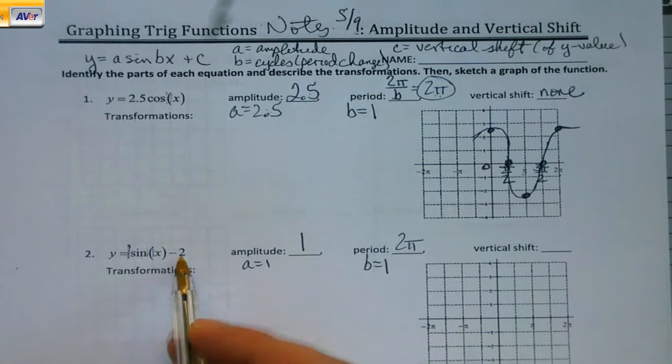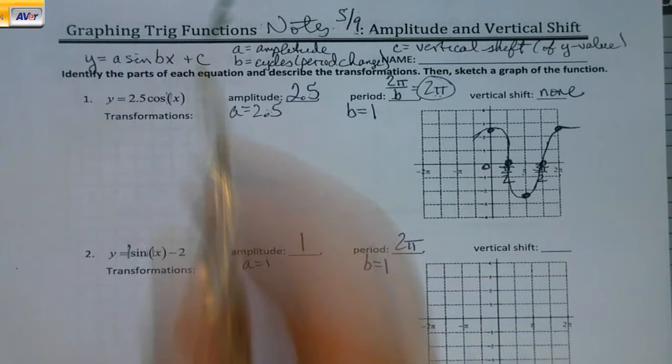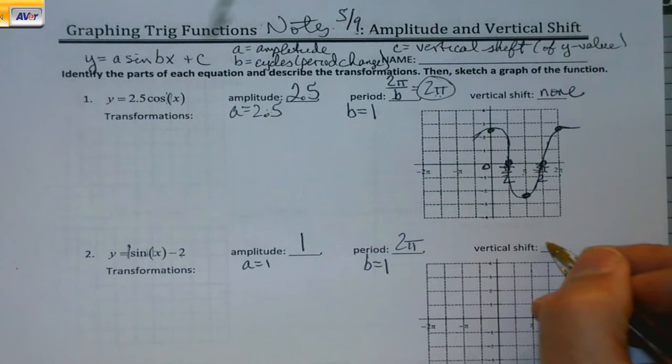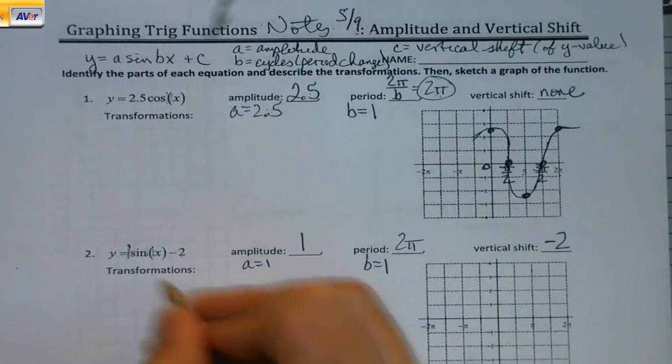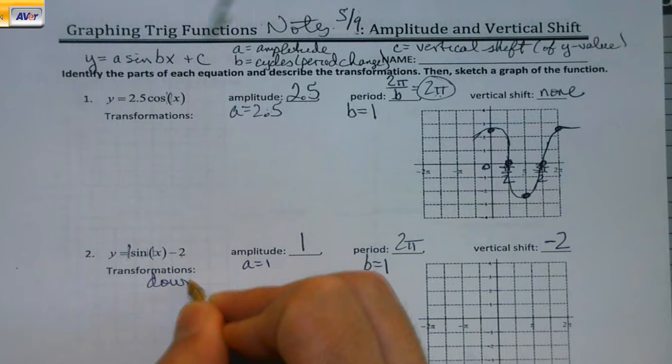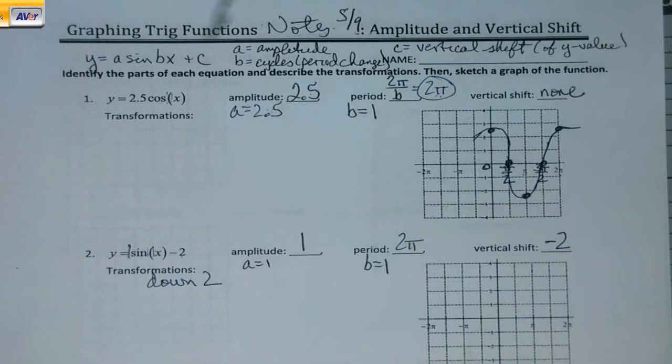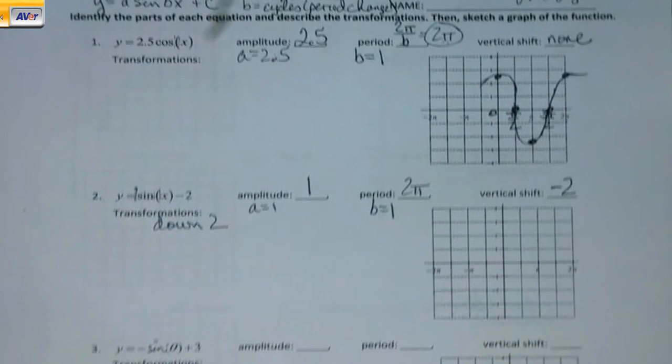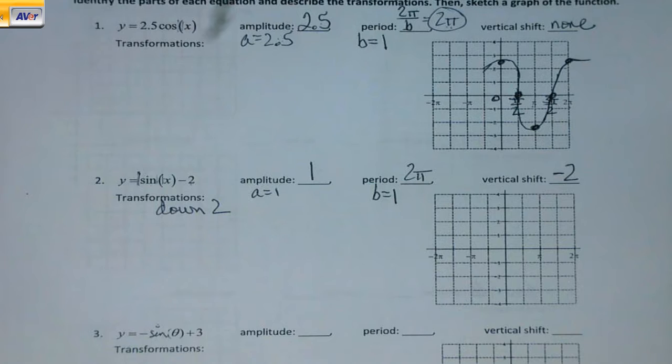But this time I have a c value. When it's negative, it means we're going down. So my vertical shift is minus 2 or down 2. And I don't care which way you write it, as long as you understand what that means. Now here's where I would make a suggestion. Again, just me. Because some of you, if you start to do too many things at once, can get yourself into trouble.